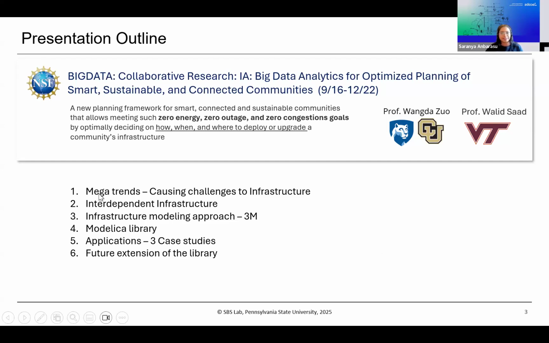A few other things along the way: we want to talk about the mega trends that cause challenges to the infrastructure, what interdependent infrastructure is, and our modeling approach to model these interdependencies. I'll also present the Modelica library that stemmed out of this research, three different case studies of using this modeling library, and some future extensions, ideas, and opportunities for using this library.